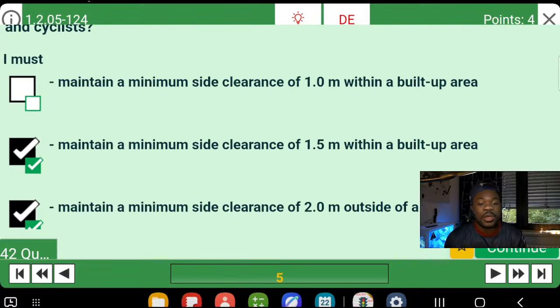Outside the built-up area, you want to overtake a pedestrian, a bicycle, or an electric scooter. You need to keep what? A minimum side clearance of at least 2 meters. Inside the built-up area, doing the same thing, you need to keep a minimum side clearance of at least 1.5 meters. Which means if you see that the space to the side is not enough, what do you do? You avoid overtaking. You wait and overtake at a suitable place.